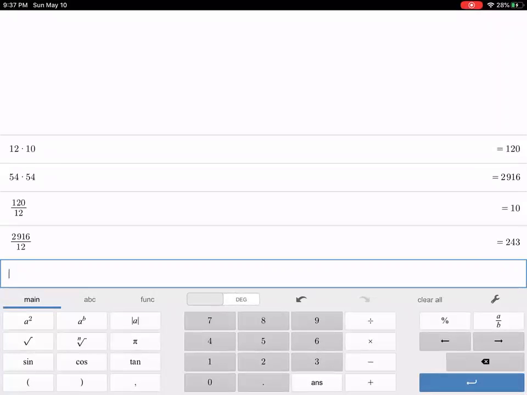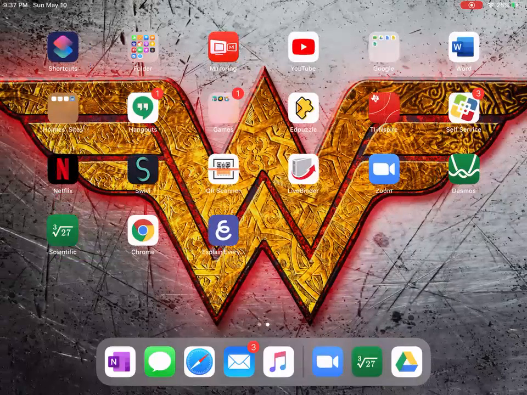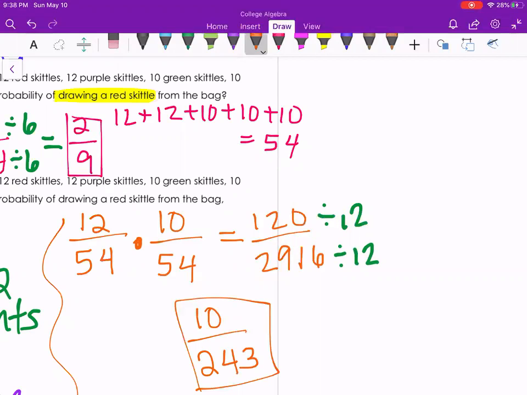Now, if you're not sure, this is the Desmos calculator that I am using. This same calculator lets me do 120 divided by 2,916. And I'm going to push those two little squares out there by the decimals, and there's that same fraction, 10 over 243. So there is my final reduced fraction and my final probability. So 10 out of 243 chances for me to get a red Skittle out of the bag, put it back, and then a green, for that exact order to happen.